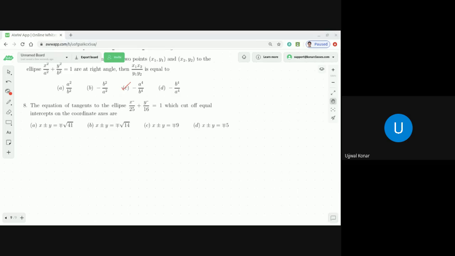Yes, dear students, for question number 8. Pratik, what did you get for question number 8? Sir, A. Yes, A is the correct answer. Tejas, you got A? Yes, sir. Okay, all right. Let me go to the next question. That is question number 9.